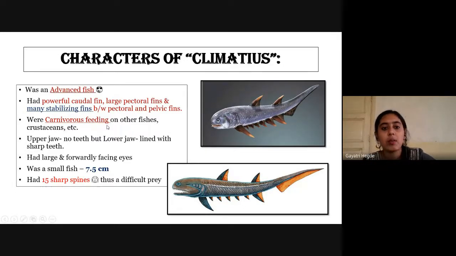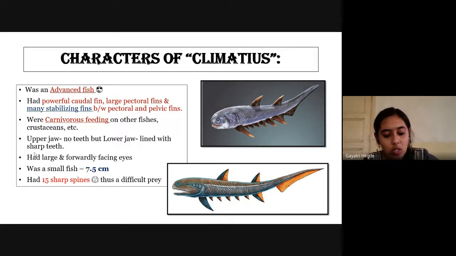So feeding से समझता है, of course they were open water hunters, so it means that they were carnivorous. While in carnivorous feeding, they used to feed on other fishes, crustaceans, etc. ठीक है. Now this belongs to Gnathostomata. So their mouth will be with both the jaws, upper jaw and lower jaw, but the difference is the upper jaw had no teeth, whereas the lower jaw was lined with very sharp teeth. हाँ, इसमें दिख रहा है upper में भी teeth, but actual में upper jaw में it did not have any teeth, and the lower jaw was lined with sharp teeth.